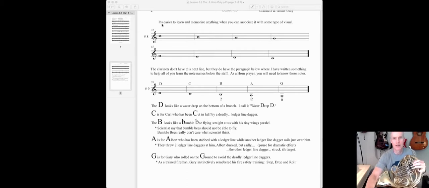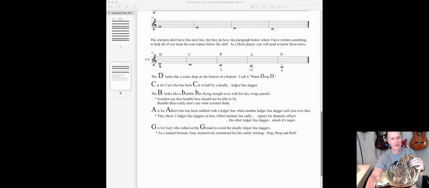It's easier to learn and memorize anything when you can associate it with some type of a visual. So we got this high C, the B natural, A, G, F, and so forth. We know these notes fairly well, maybe. But now this is what I was talking about in the previous lesson, and I didn't realize I hadn't explained it already. This D right here, it looks like a water drop on the bottom of a branch. Imagine our staff right here is just a branch. So I call this water drop D.